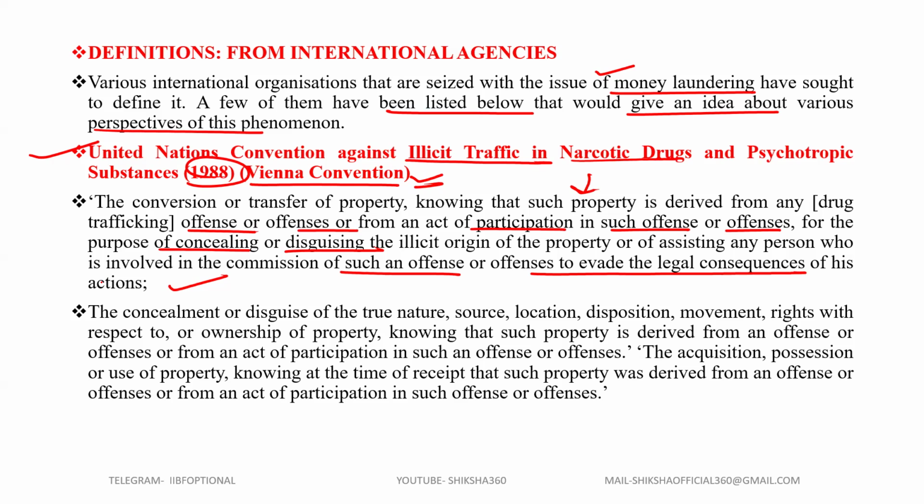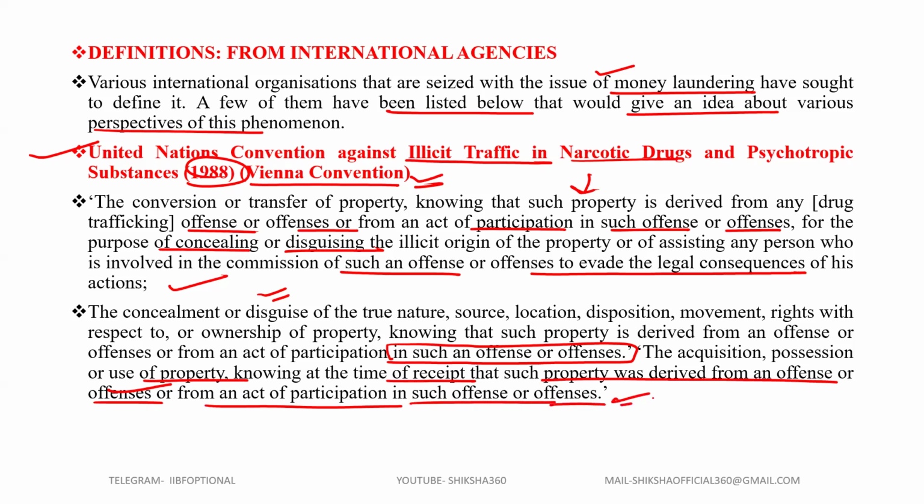So the concealment or disguise of the true nature, source, location, disposition, movement, rights with respect to or ownership of the property, knowing that such property is derived from an offense or offenses or from an act of participation in such an offense or offenses. Clear? That property is, we can say, gained from illegal means. So the acquisition, possession, or use of property, knowing at the time of receipt that such property was derived from an offense or offenses or from an act of participation in such offense or offenses. That is regarding the definition. Basically, they are mentioned under the UN Convention, that is the Vienna Convention.